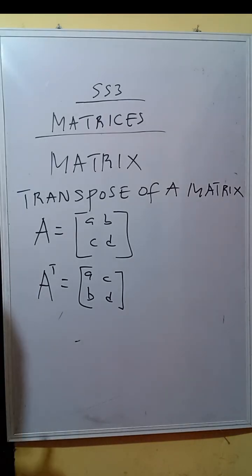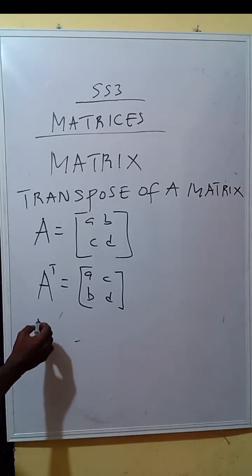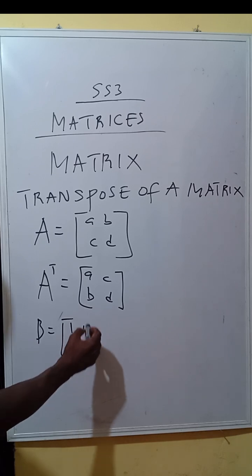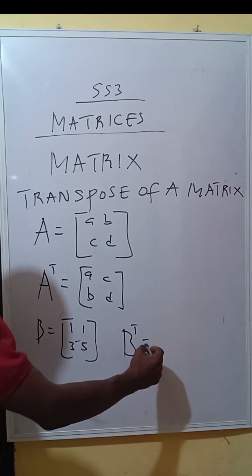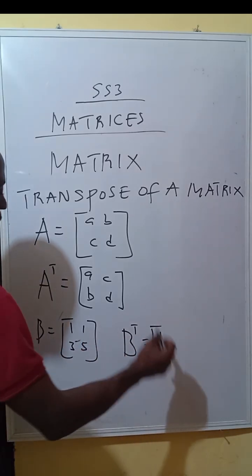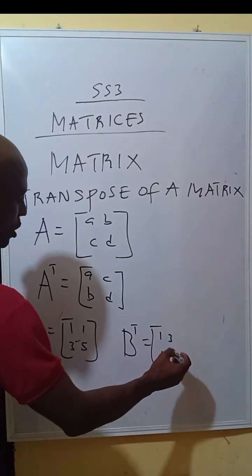So if we have to transpose a matrix, let's say we have this matrix here. We have B to be 1, 1, 3, 5. B transpose: the first row, 1, 1, will become a column, 1, 1. The second row, 3, 5, will become the second column, 3, 5.